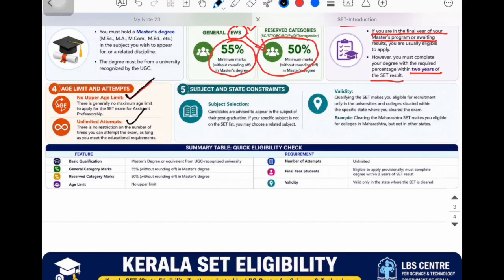And for some subjects there is a list of subjects. In that case, you can see that our physics code is 25. So there is a list of subjects. If your subject is not there, you have to attend SET for the related subject.